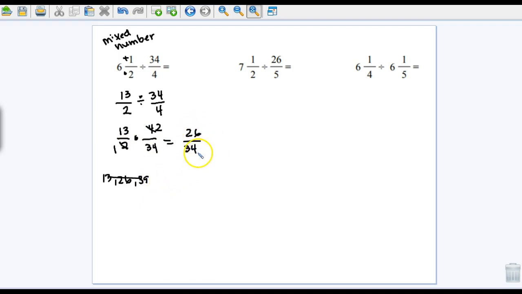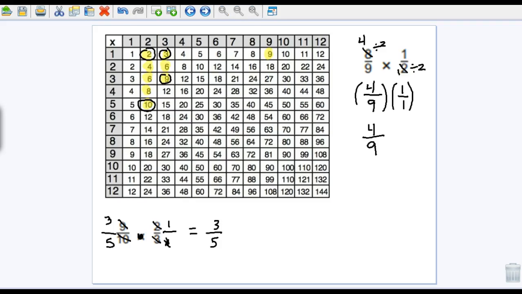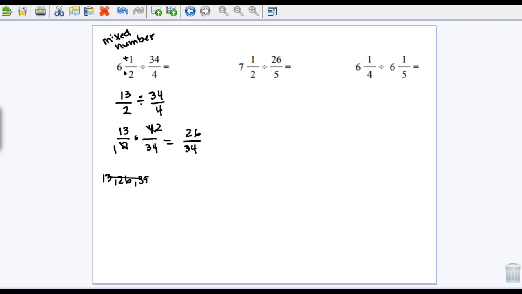But it looks like I can actually still simplify this, right? So I'm going to go back to my multiplication chart and look for 26 and 34. So if I'm looking for 26 and 34, I know I can probably do them here. So what numbers were they again? 34 and 26.